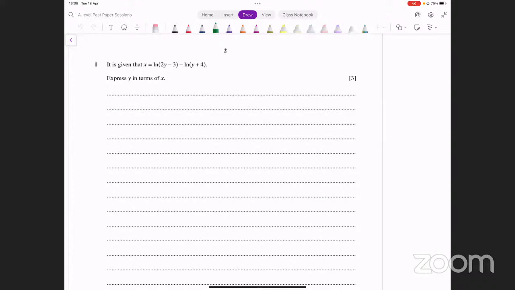How do we start? y is appearing inside the log term, so we need to somehow get rid of the log here. But before that, this is subtraction outside the log. What we can do is make a division inside, and we can write this like this: x equals ln of (2y minus 3) divided by (y plus 4). Okay, so log के बाहर subtract हो रहा है, log के अंदर क्या हो जाएगा, divide हो जाएगा.